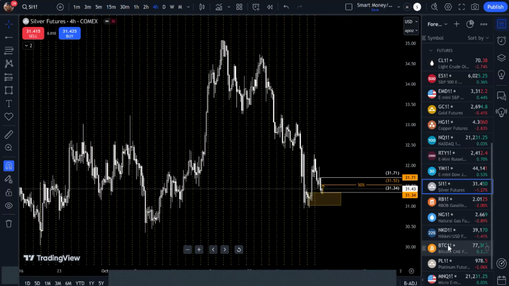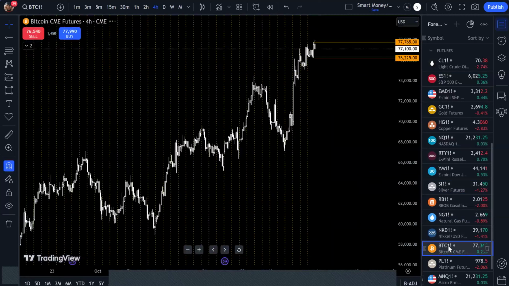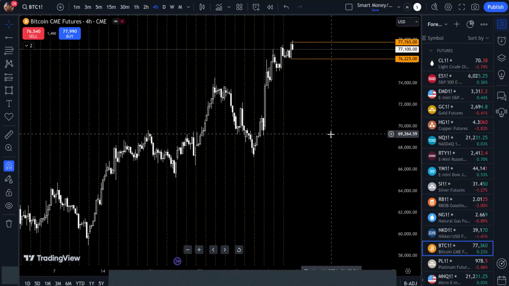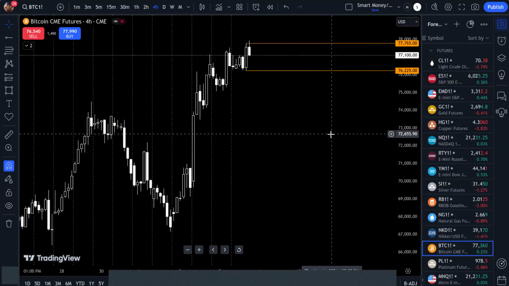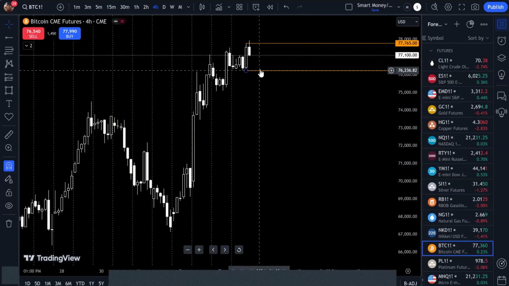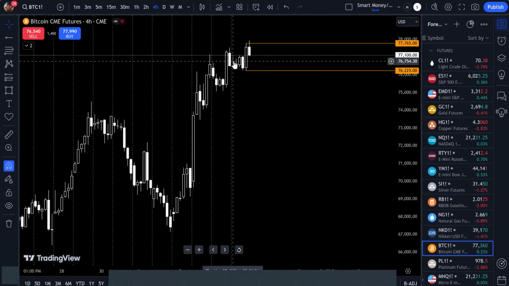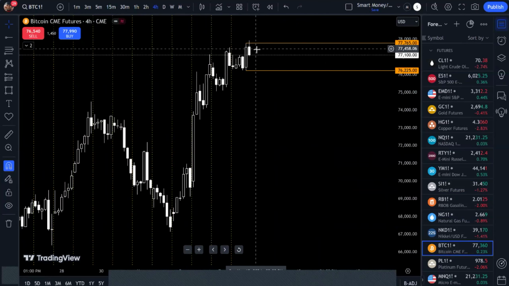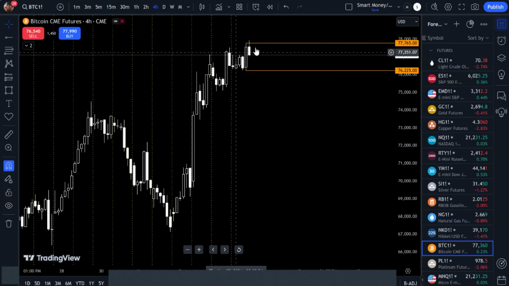Let's see. One more. Let's look at Bitcoin because Bitcoin has been on a tear lately. Now, I can look at this right now and I can see this is going to come down, because I see the accumulation. I see the manipulation right here. When I see the manipulation or the sweep, I like to see that sweep go into some kind of point of interest, like a fair value gap or order block.